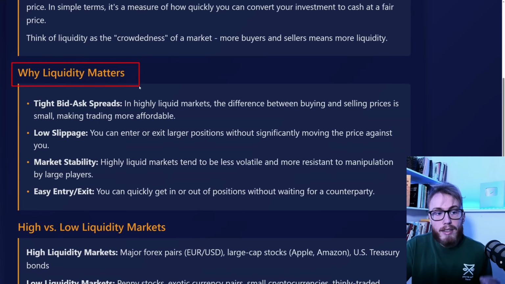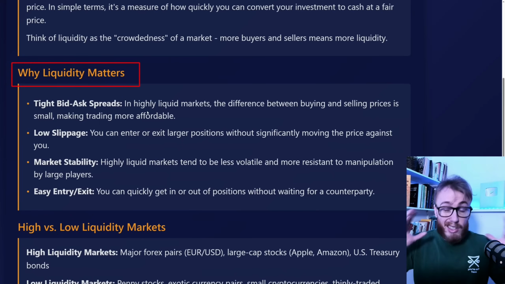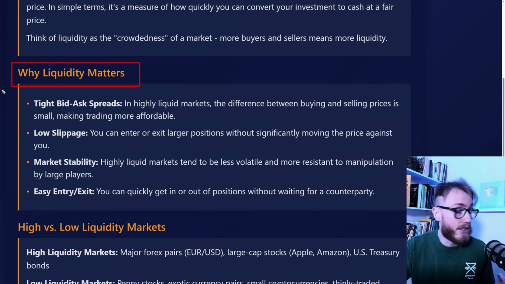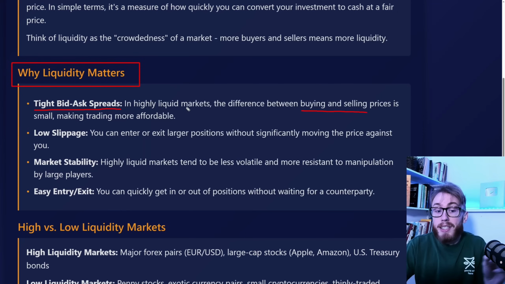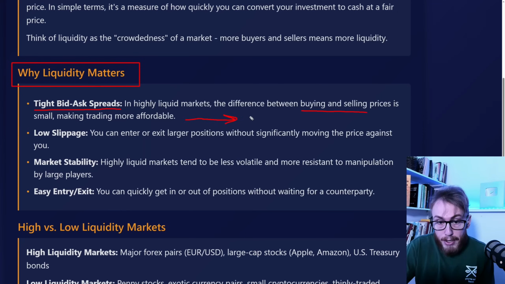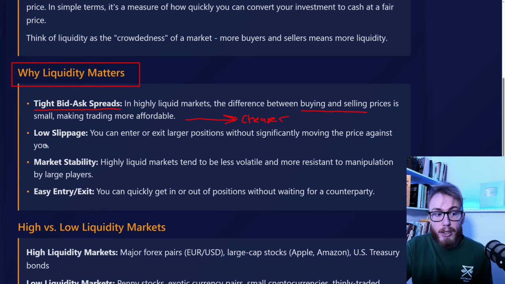But now then, why does liquidity matter? Why is liquidity so important to understand as traders? Well, the first thing about liquidity is that it leads to a tight bid-ask spread. So in highly liquid markets, the difference between the buying and selling side is small, which leads to cheaper trades, right? It will be cheaper to trade in a highly liquid market. Another very key thing is low slippage. So you can enter and exit larger positions without moving the price.